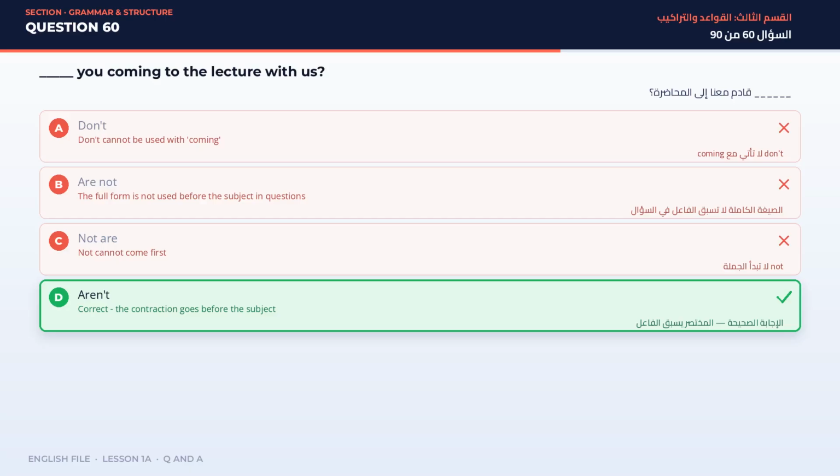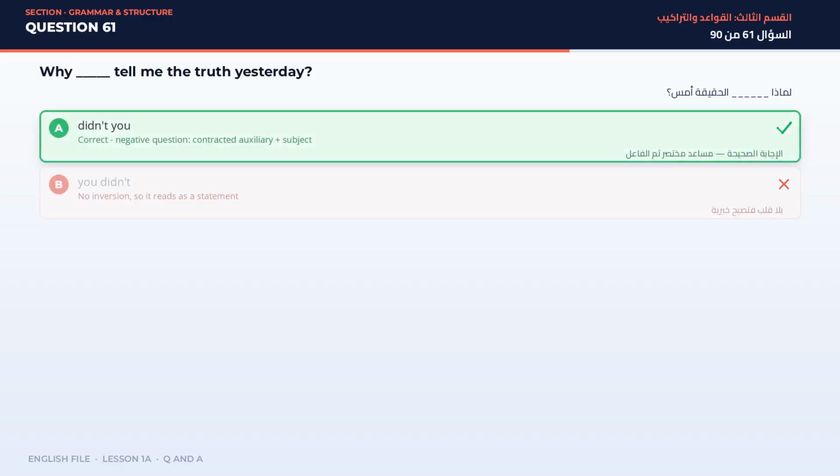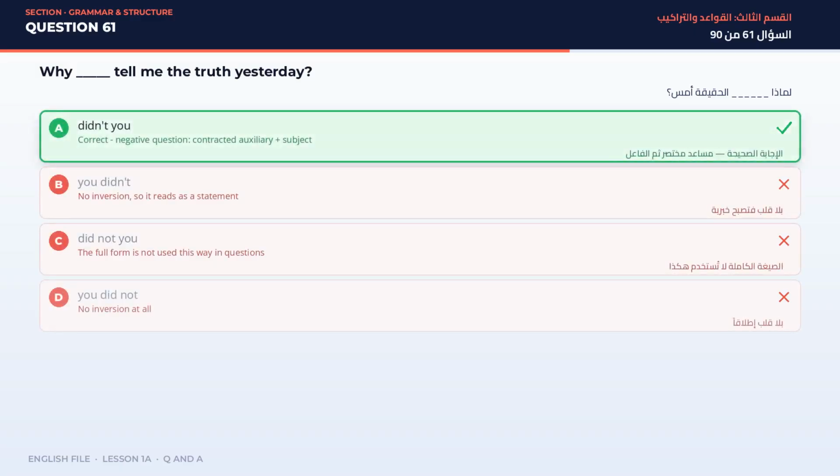Question 61. A, didn't you? Negative question, contracted auxiliary plus subject. Not B, no inversion, so it reads as a statement. C, the full form is not used this way in questions. D, no inversion at all. Question 62.